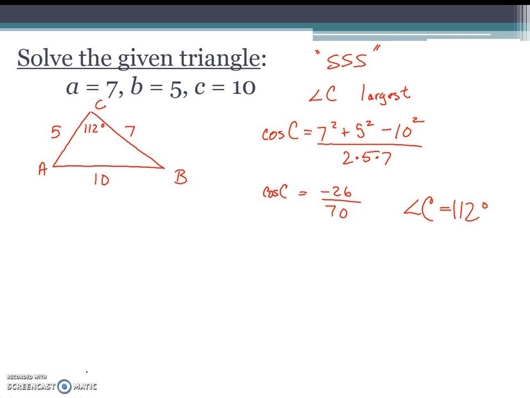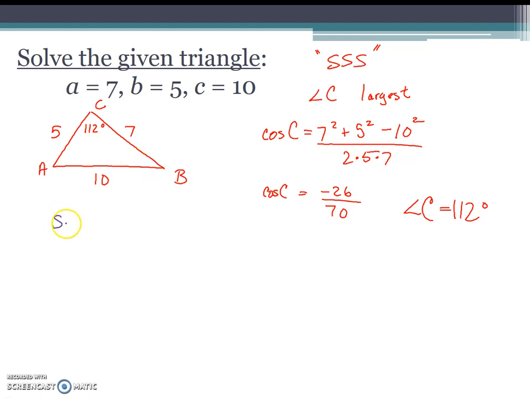So if that's the case, let's pick whichever one you want to find next. It doesn't really matter. Usually we'll find the smaller one or whatever. But at this point, whatever one you find next, we'll find angle B just because we know it's the smallest one. We'll find angle B next, then you just subtract from 180 to get the last one.